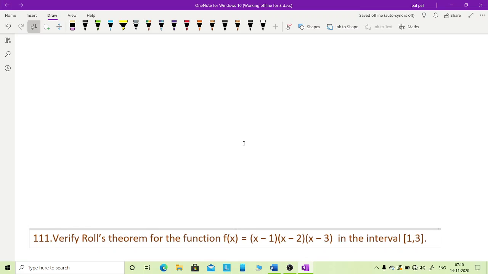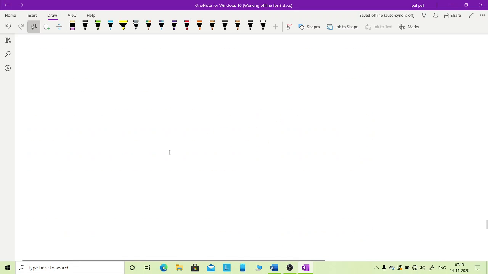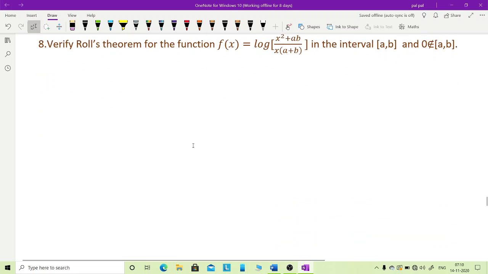Hi everyone. In today's session, I wanted to discuss some more problems on Rolle's theorem. In the last session also I discussed some problems on Rolle's theorem. In this session I want to discuss some interesting problems on Rolle's theorem. Here, verify Rolle's theorem for the function. See this problem, the 8th one.